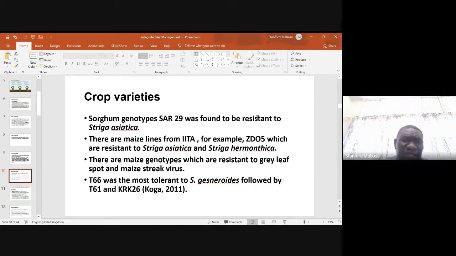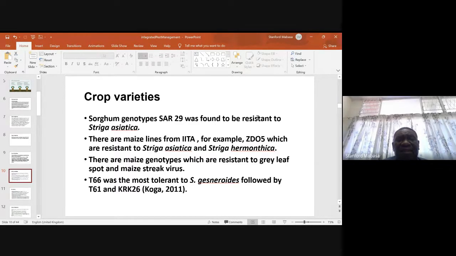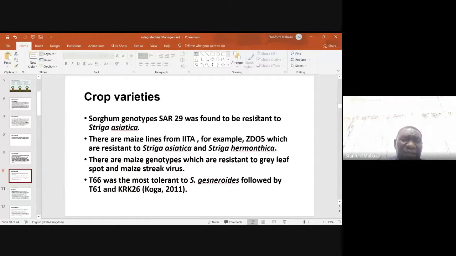In sorghum genotypes, we have the SAR29 genotype, which we have found to be resistant to Striga asiatica. And SAR29 could be used as a source of resistance to develop other sorghum hybrids with resistance.